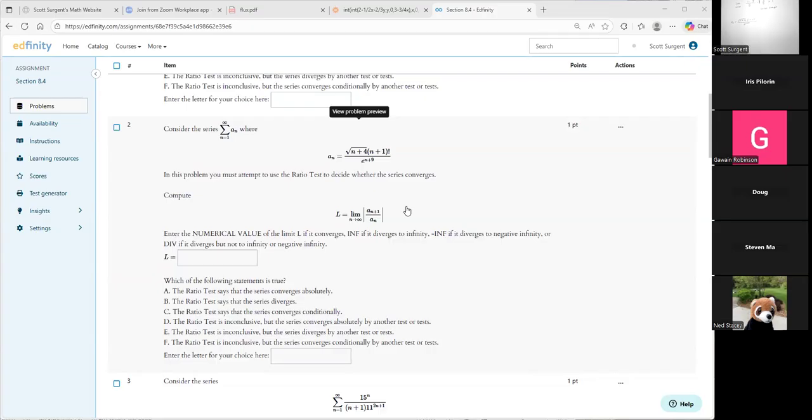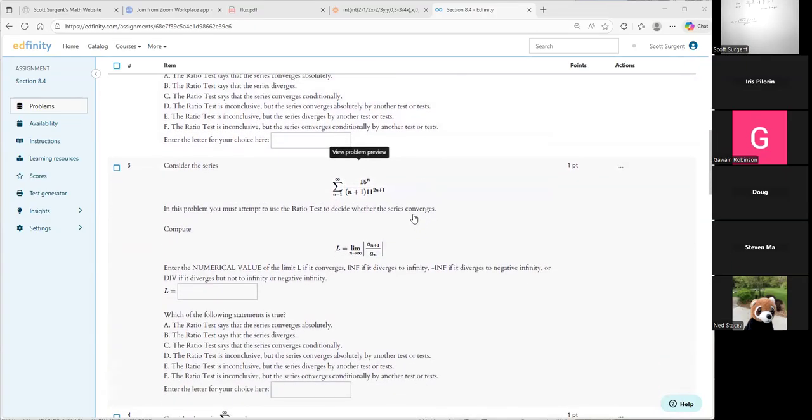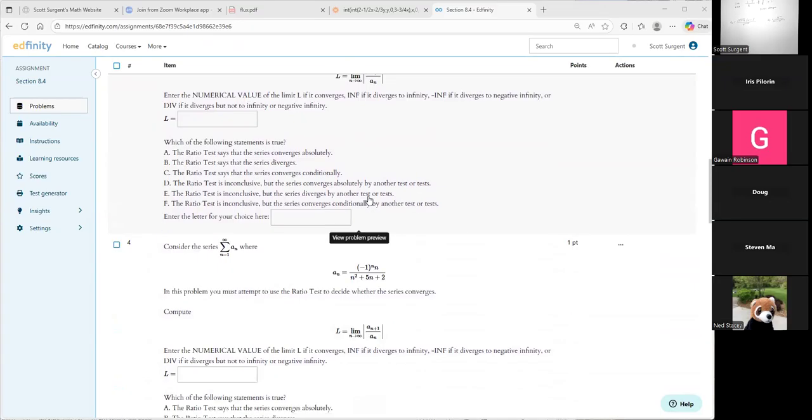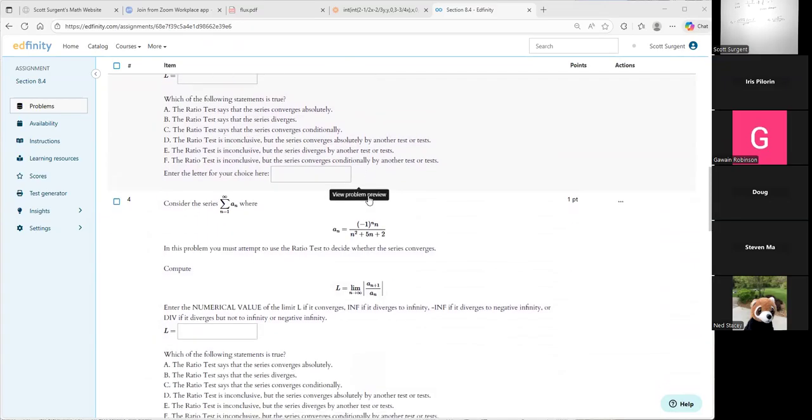In fact, you know what I want to do? I want to scroll. This one is interesting. I'm going to copy this one down too. Let's take a look at both of these. It's 15 to the n plus 1, and then 11 to the 2n plus 1. Let's see what else is kind of interesting. Number 4, I'll copy that one too. I'll tell you what, I'll come back to it.